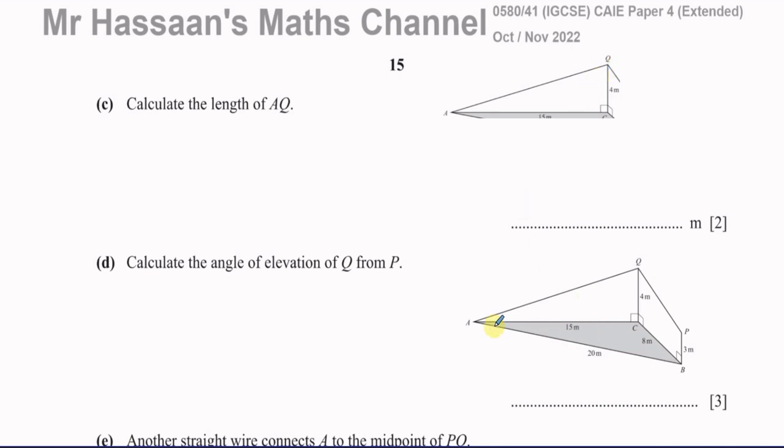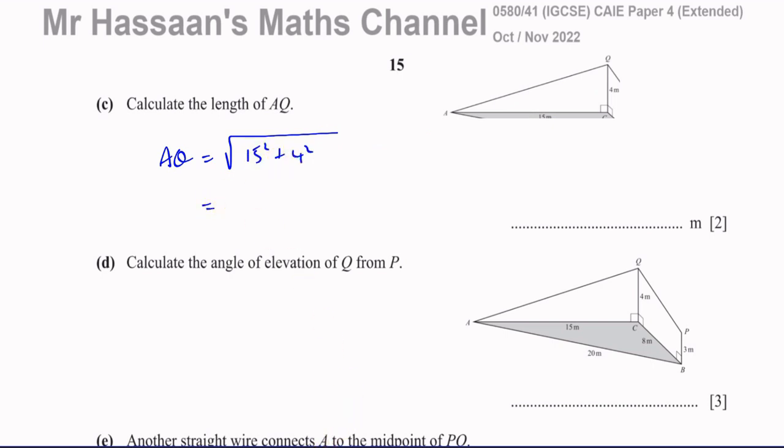Now, I've just taken the snippet of the diagram that we needed. This is like the vertical triangle. It's a right angle triangle. That's 15 and that's 4. So we can use Pythagoras for that. It's pretty simple. We can say AQ is equal to the square root of, these are both the two shorter sides, so you have 15 squared plus 4 squared.